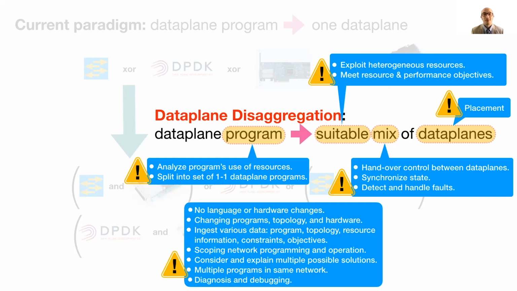The paper goes into a lot of detail analyzing the dataplane disaggregation problem. This is a new problem that the paper presents. Amongst the features that we need to abide by in order to solve this problem in a compelling way, we need to avoid language changes or hardware changes, since that would limit uptake. We also need to describe how to run multiple programs in the same network, not just one at a time. And we need to describe how debugging and diagnosis takes place in such a distributed system.